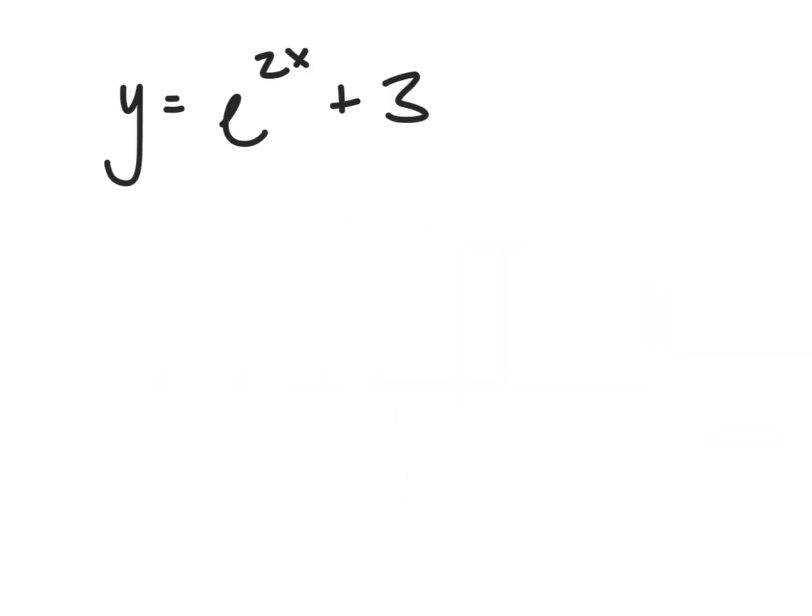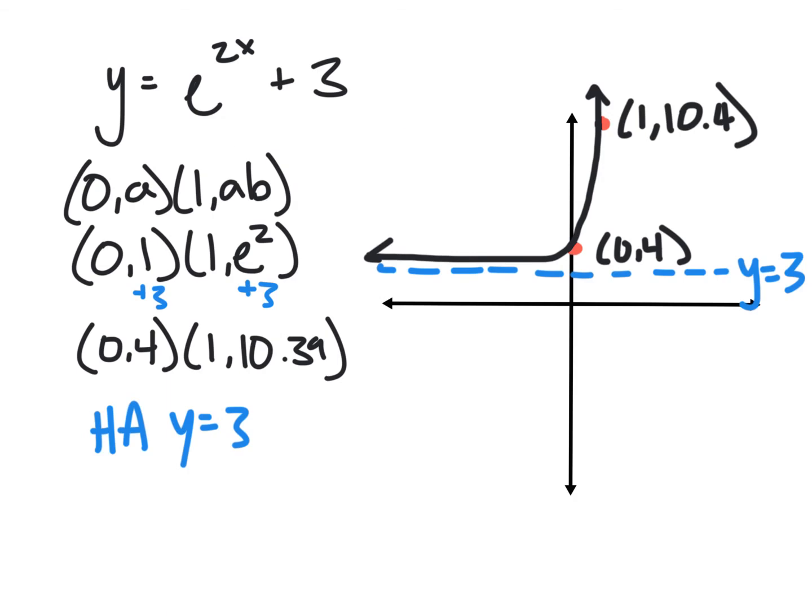Here, take a second and take a stab at it, and then compare it with mine in just a moment. All right, we should have ended up with the points (0, 4) and (1, 10.4). It's growth and the horizontal asymptote went up 3.